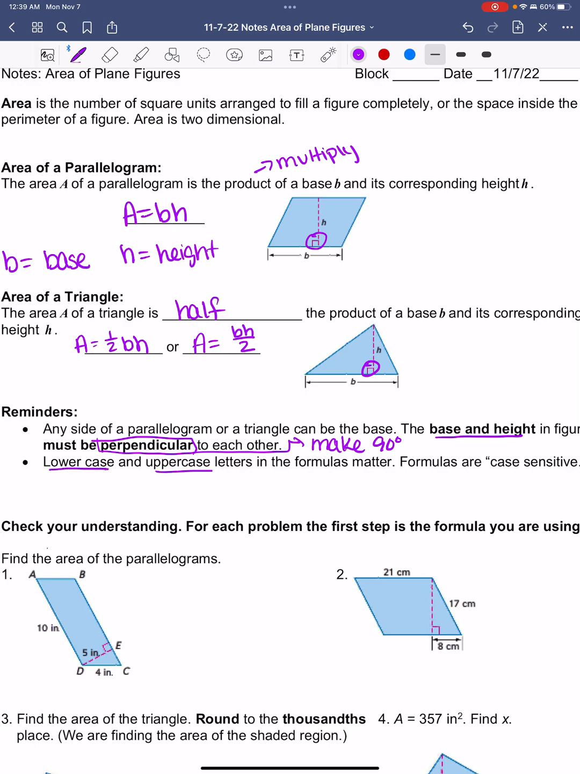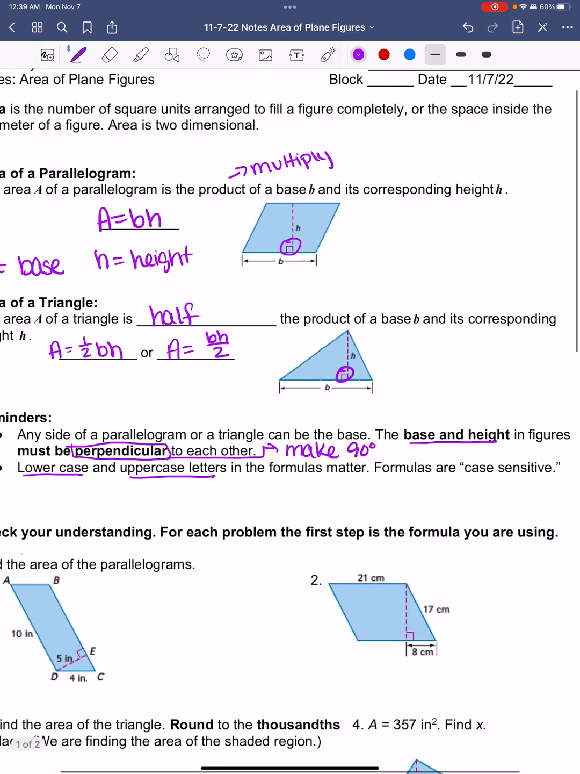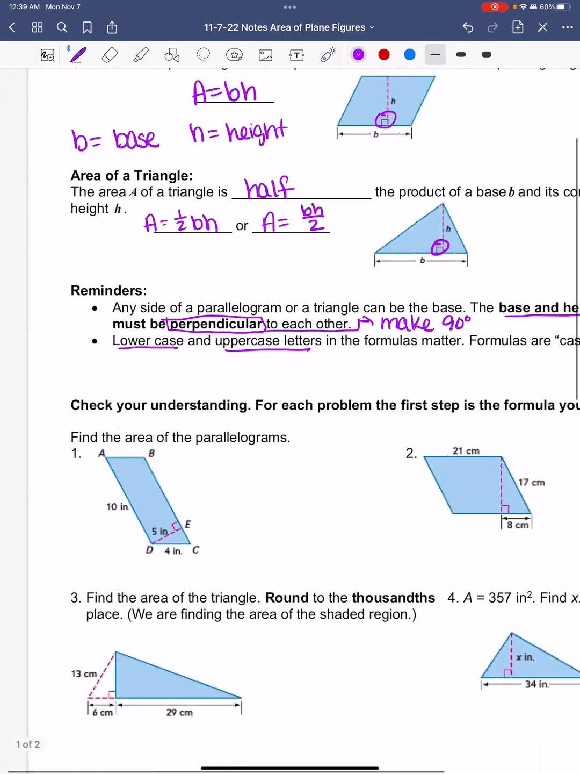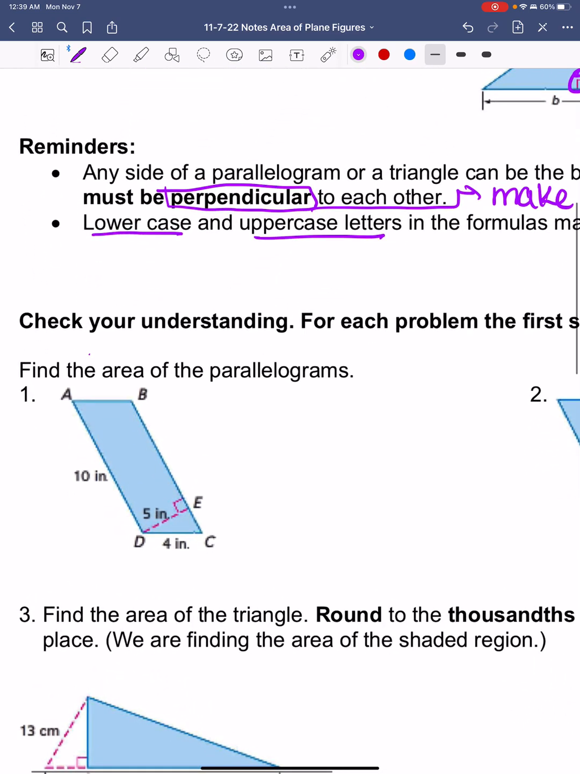Lowercase and uppercase letters matter. For example, you see that A is a capital A, B is a lowercase b, and H is a lowercase h. So please make sure that they stay that way. It does matter. Okay, we will make sure to dive into that later, but again, I'm going to go ahead and continue to move forward.